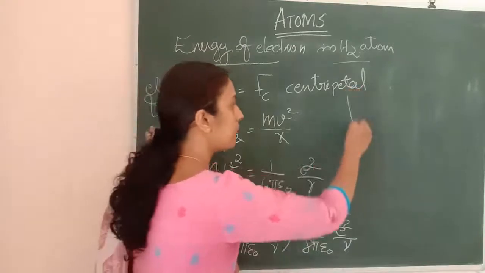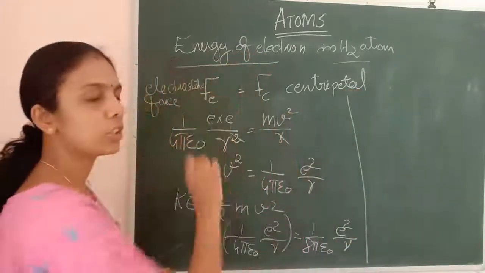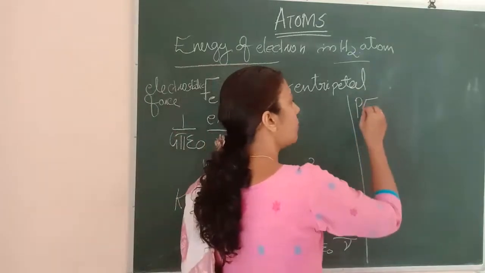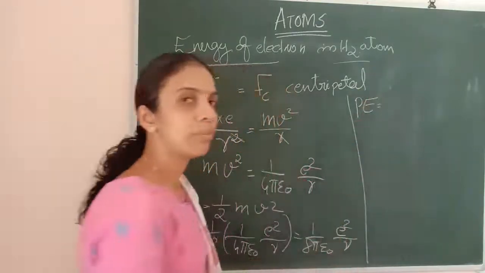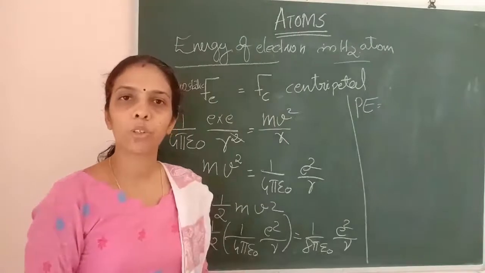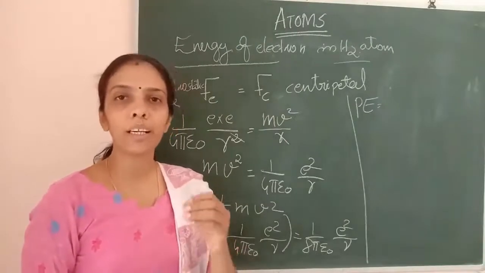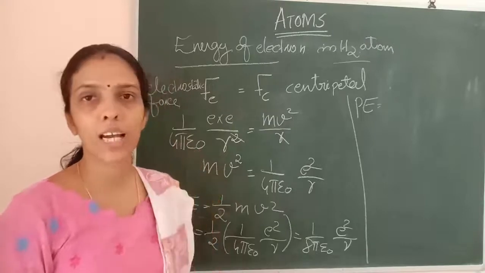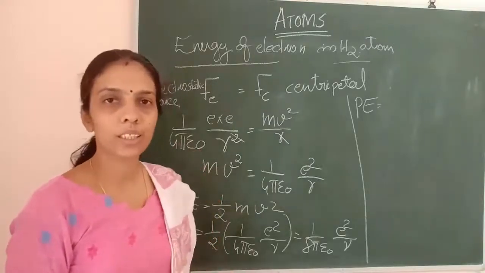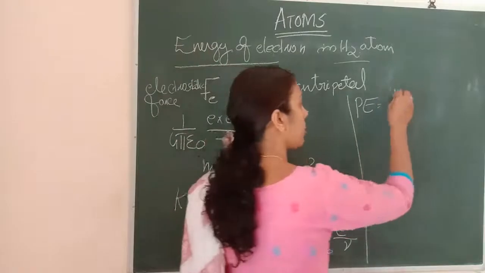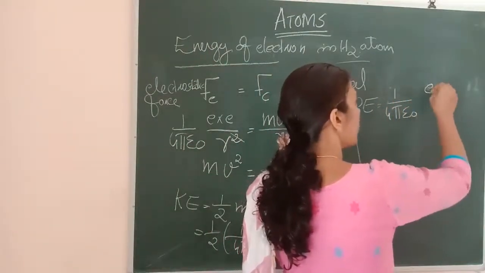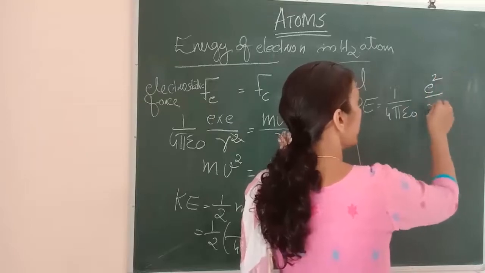Okay, next we are going to find the total energy of the electron. So next is potential energy. How can we find the potential energy? 1 by 4 pi epsilon 0 Q1 Q2 divided by r, the electrostatic potential energy, which you learned in the first chapter on electrostatics. So the same formula we can apply here: 1 by 4 pi epsilon 0 Q1 Q2 divided by r.